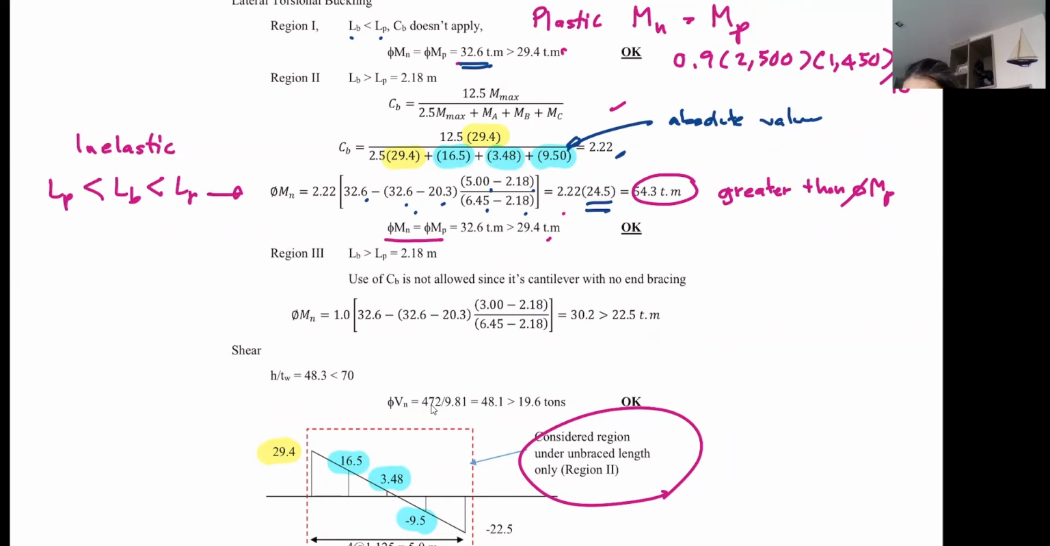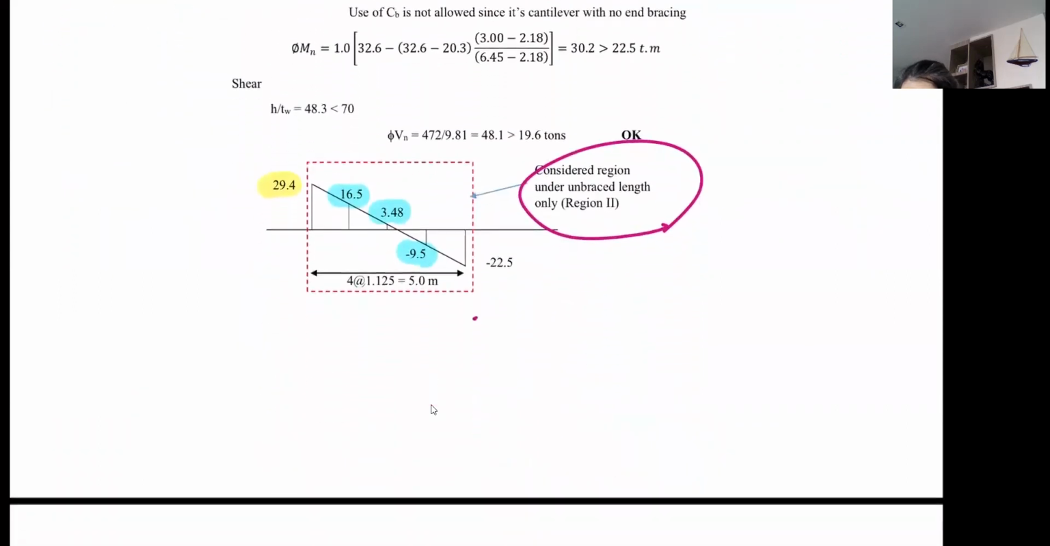I went ahead and performed the shear analysis as well. The h over tw ratio is less than 70. So I got phi VN, still fine. Okay, so that's it.